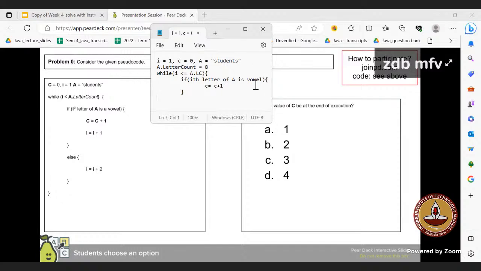And then what we are doing, if the ith letter of the word is a vowel, then only we are doing I equal to I plus 1. If it is not a vowel, then we are going to the else part and doing I equal to I plus 2.